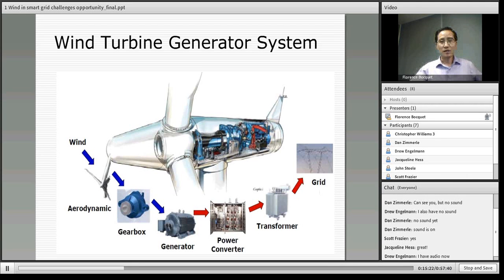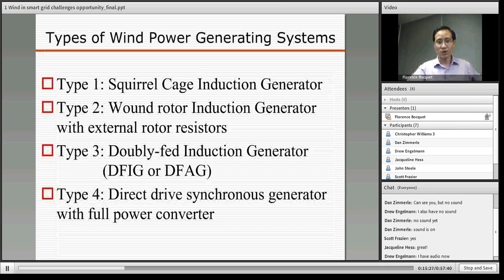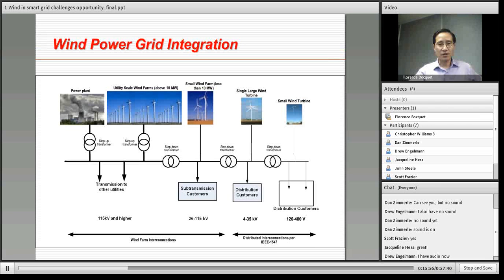And then this wind power is finally connected or integrated to the power grid. And then we have 4 types of wind turbine generators. Of course, we know squirrel cage, one rotor induction generator, but nowadays 60 to 70% of deployed wind turbine generators are doubly fed induction generator. In the near future, we may see more permanent magnet based generator.